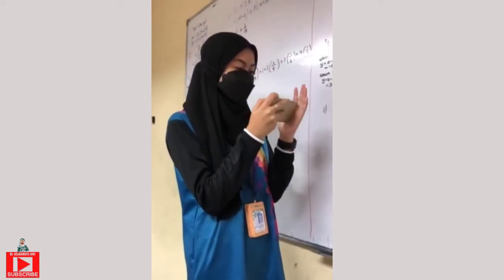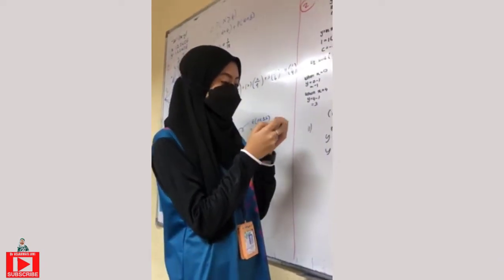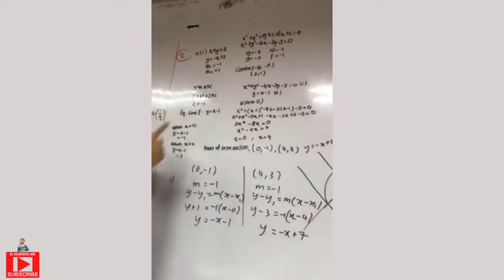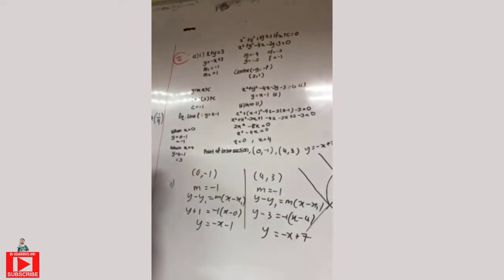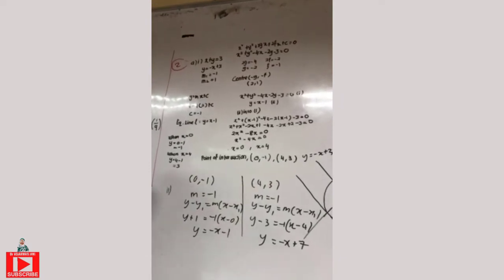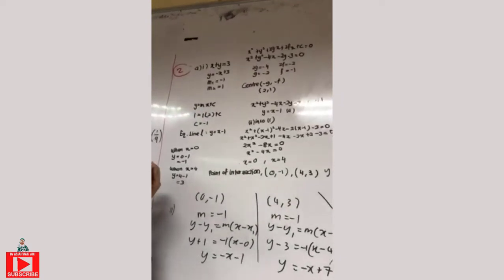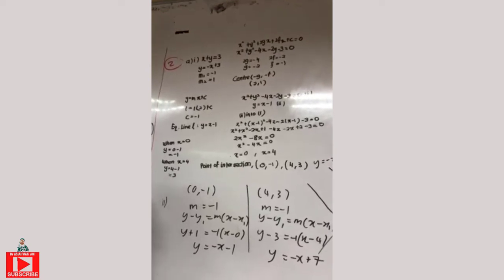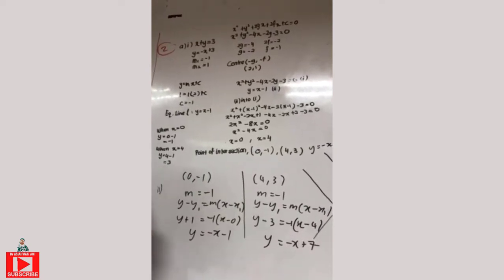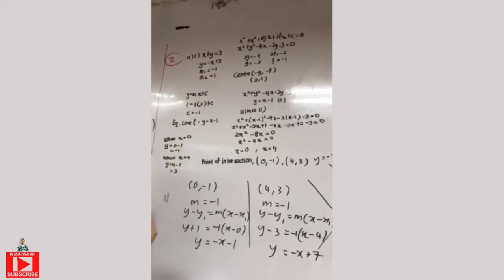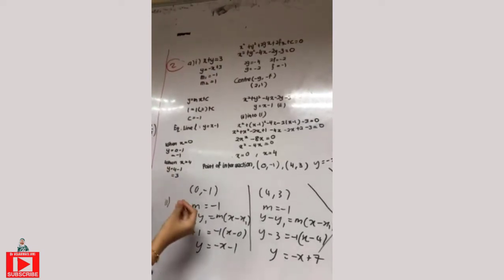Dalam question dia ada cakap a straight line which is perpendicular to the line x plus y equals to 3 passes through center of the circle x squared plus y squared minus 4x minus 2y minus 3 equals to 0. So first let's find the coordinates of the point of intersection of the line L. So first kita ambil equation ni sebab kita nak cari equation line L tu dulu.